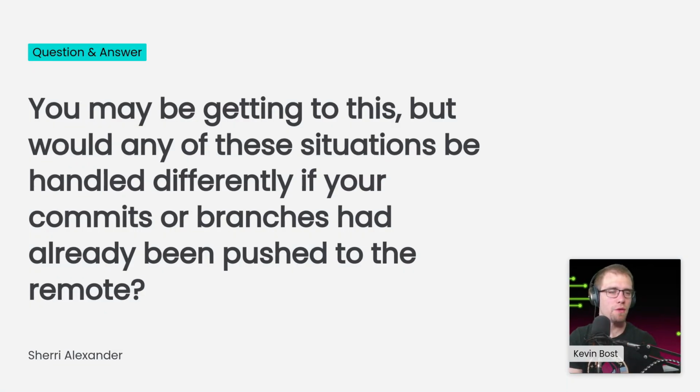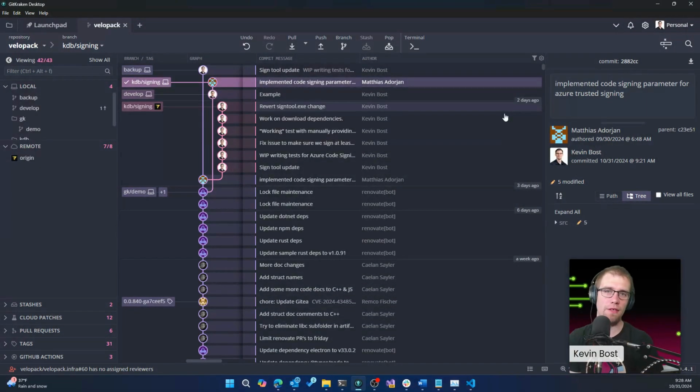But would any of these situations be handled differently if your commits or branches had already been pushed to the remote? Yes. The big difference when we talk about commits that are pushed to the remotes is whether you're going to have to rewrite history or not. So the basic flow is get your local branches in the state that you want them to be in, and then push. If you're on the command line, you'll have to do a -f for force. If you're in GitKraken, there's the big scary red button that comes up that says yes, force push. So when you are rewriting history, it will make you do that force.